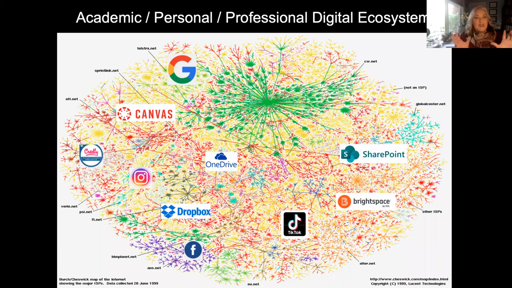So here's an image. Again, here we're going to go back to that 1999 map, right? That digital ecosystem, that 1 millisecond of activity. And in this digital world, we have our own personal digital ecosystem, and our organizations have their own ecosystems as well. And we've tried very hard in the last 15 years as institutions to support our learners in this digital landscape.